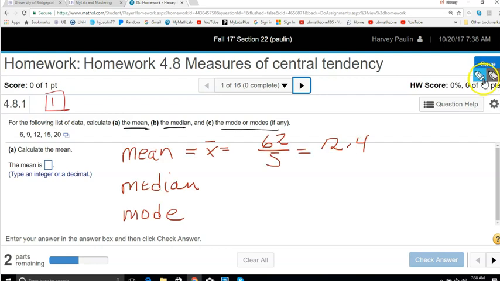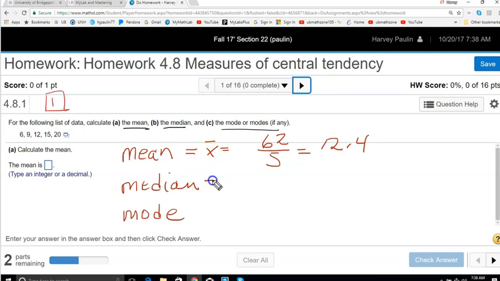So when I added them up, I got a 62. There are 5 items of data divided into 62, and I get 12.4. And this X bar is the sign for the mean.